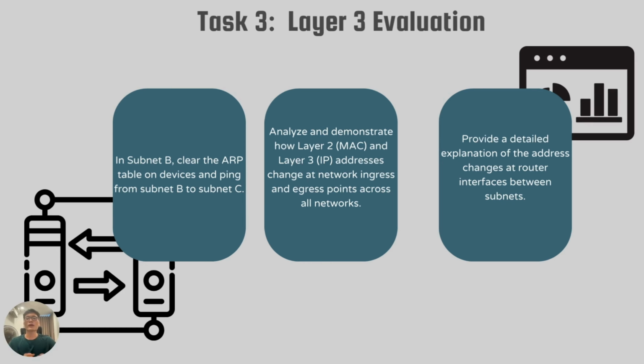For task 3, I will evaluate layer 3 performance by clearing the ARP table on devices in subnet B and beginning a ping from a host in subnet C. I will analyze how layer 2 and layer 3 change at the ingress and egress points across the network and provide a detailed explanation of address changes and router interfaces between subnets.